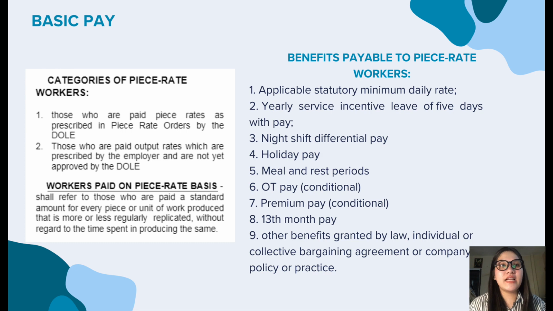So the benefits payable to the piece rate workers are identified. First is the applicable statutory minimum daily rate. Second is the yearly service incentive leave of 5 days with pay. Third is night shift differential pay. Fourth is holiday pay. Fifth is meal and rest periods. Sixth is overtime pay, which is conditional. Seventh, the premium pay, also conditional. Eighth is the 13th month pay. And lastly, other benefits granted by law, individual or collective bargaining agreement, or company policy or practice.